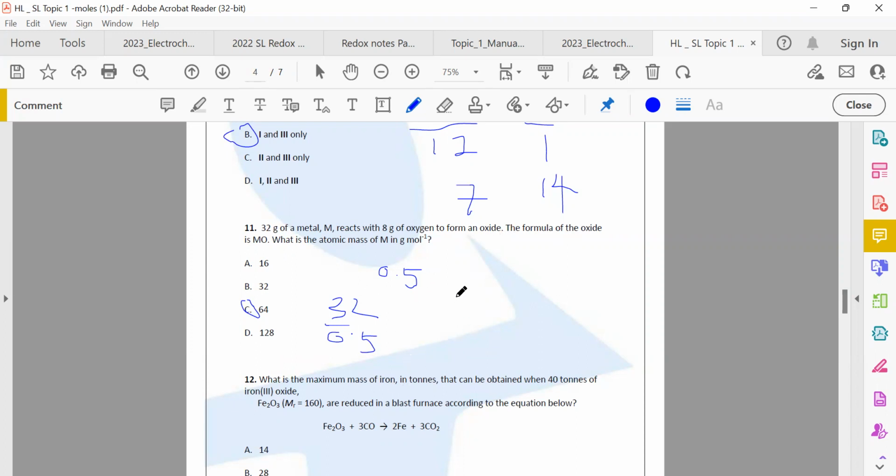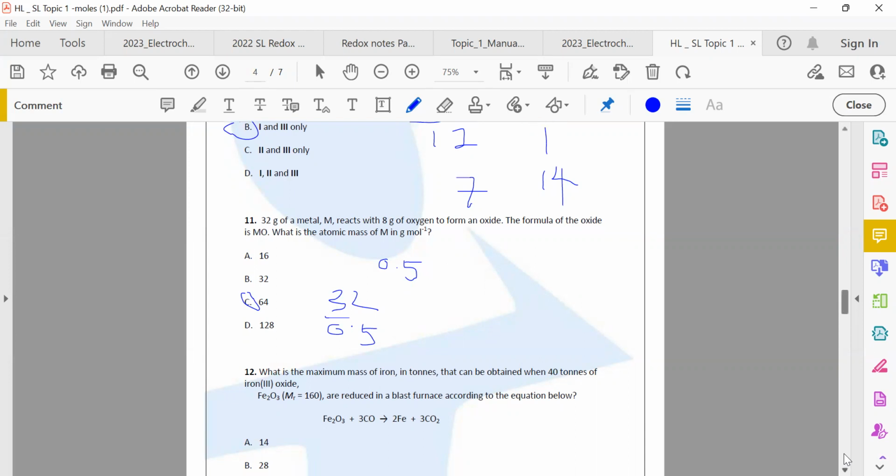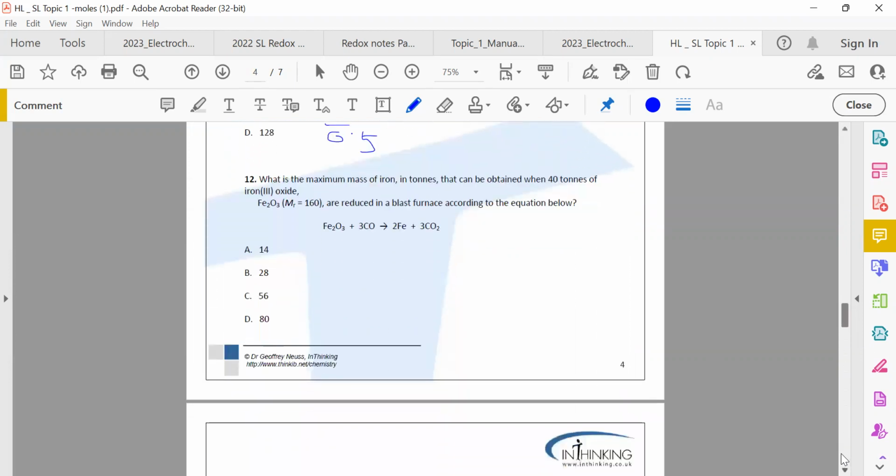Okay, so that's how I'm going to do this question. How do I do it? I take 8 grams divided by 16. That will be the number of moles of oxygen. And that means that there will be the same number of moles of MO. Okay, and using the formula gram per mole, I'm able to know that the amount of MO, or rather M, will be 0.5. And if I know the mass is 32, I take 32 divided by 0.5, and that will be 64. Okay? So that's how I do it without a calculator.